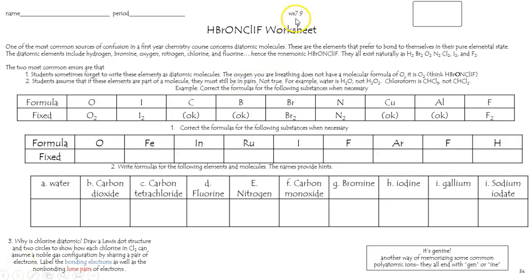It's time for worksheet 7.9. This is the HBrONClIF worksheet. HBrONClIF is the name of those elements which bond to themselves commonly. That means hydrogen, bromine, oxygen, nitrogen, chlorine, iodine, and fluorine will form diatomic molecules. That means only when they're alone. H2O is still H2O. Don't think that H2O being on the list might become H2O2. It's only when it's alone. So, let's read this little blurb and we'll get started solving some problems.